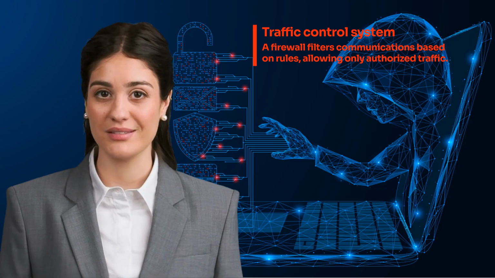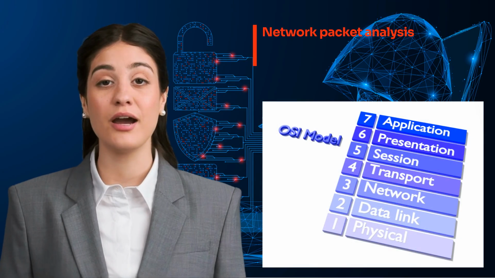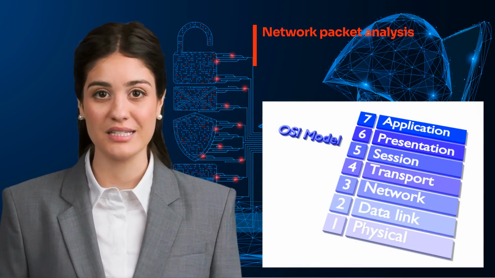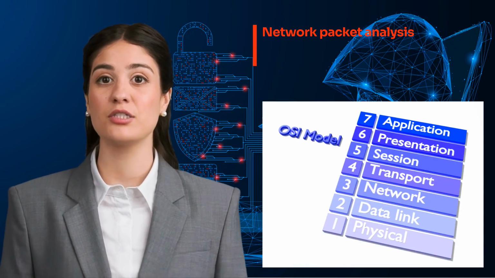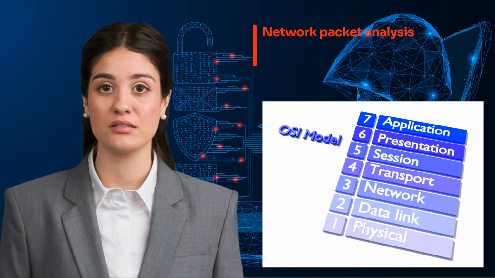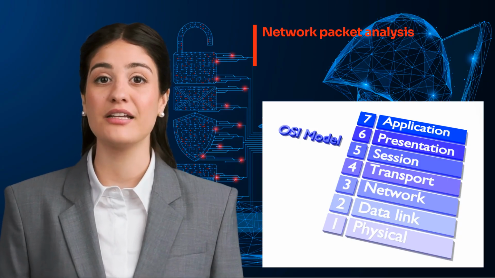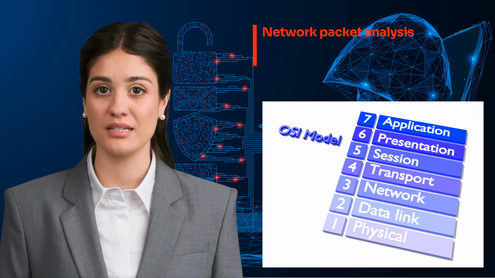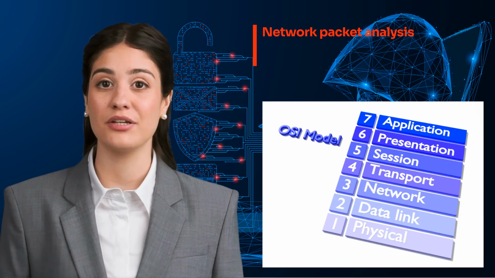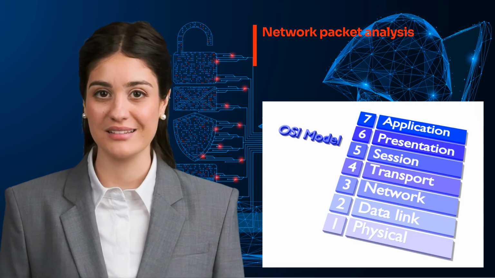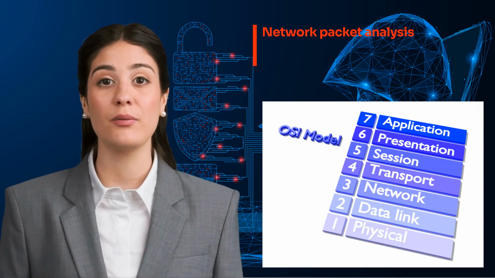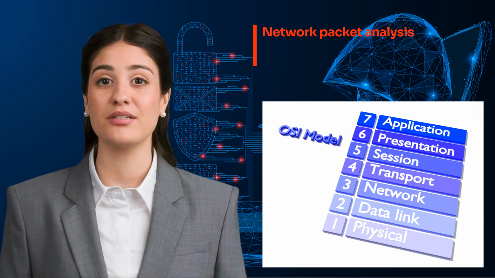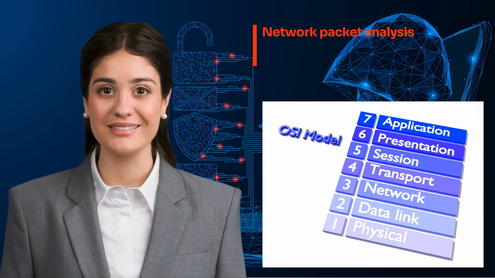The firewall analyzes network packets based on multiple criteria: source and destination IP address, ports, protocols, and even the state of the connection. Some advanced models also inspect the content of the traffic, enabling the application of more detailed policies. Depending on the type, they can operate at layers 3, 4, or even 7 of the OSI model.